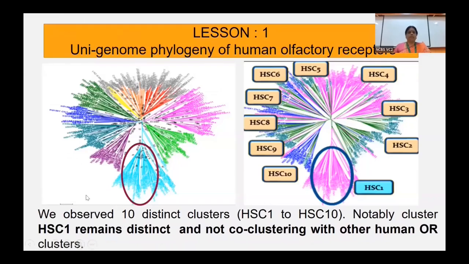From lesson 1, we understood that when we cluster the human olfactory receptors, the 371 candidate receptors give 10 distinct clusters. Here, we could clearly see the distribution of the 10 distinct clusters, and we named them clockwise HSC1, C2, C3, and so on. Notably, cluster HSC1 remains distinct, and it is not co-clustering with other human olfactory receptors.